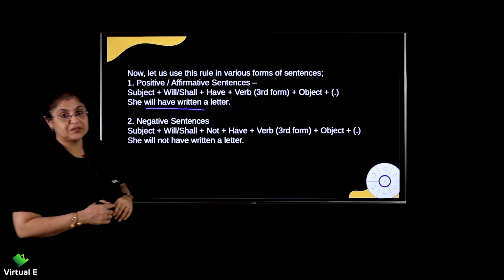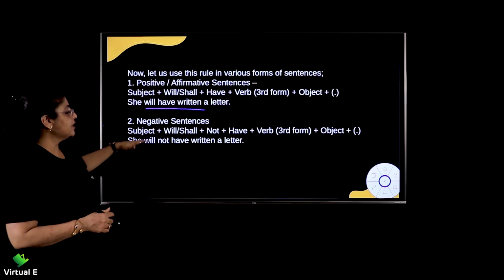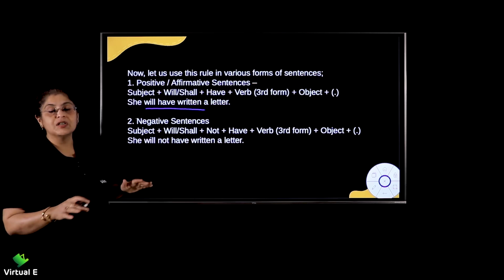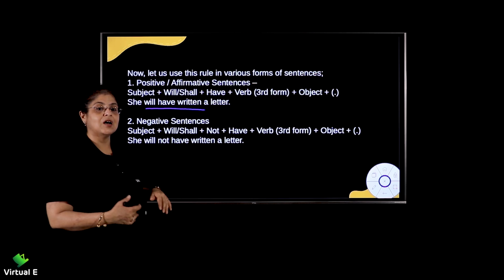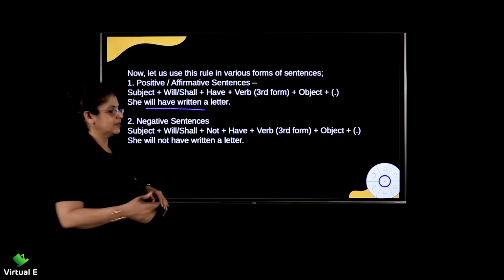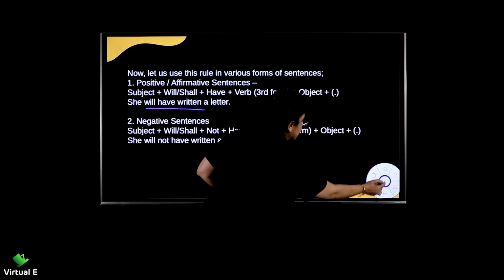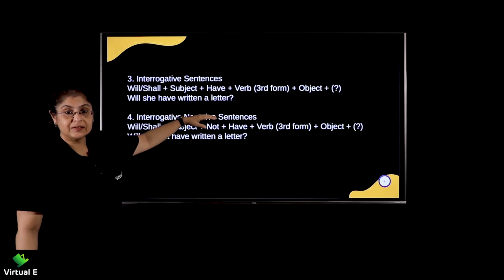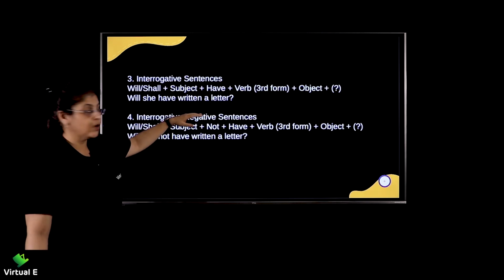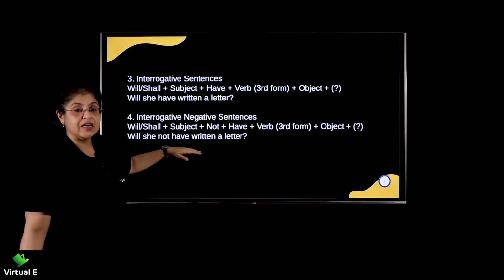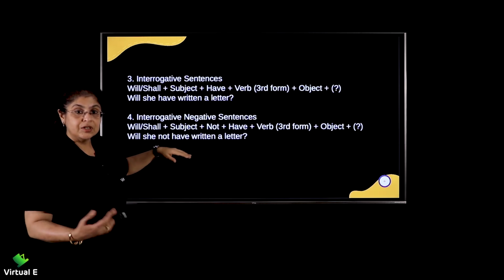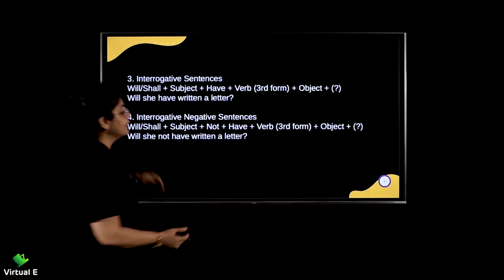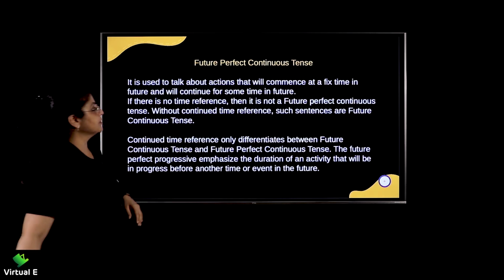Moving further to the negative sentences. She will not have written a letter. She will not have done it. So tomorrow when you come to my house, she will not have done that thing. That's what it's trying to tell you. Let's go further. Will she have written a letter? Will she have done it by tomorrow? Or will she not have written a letter by tomorrow? Do you think by this time she will have done it or she will not have done it? That talks about your negative.